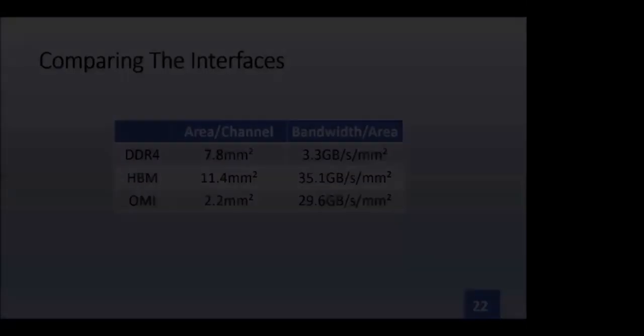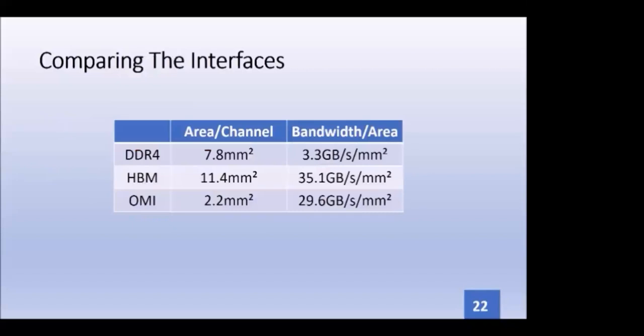This table simply compares those last two figures for each of the interfaces. Clearly, OMI provides about the same bandwidth per square millimeter of die area as does HBM, both of which are about an order of magnitude greater than that of DDR4. But where HBM supports only smaller near-memory sizes, OMI goes in the opposite direction by allowing processors to attach larger memory arrays than can be done with DDR.